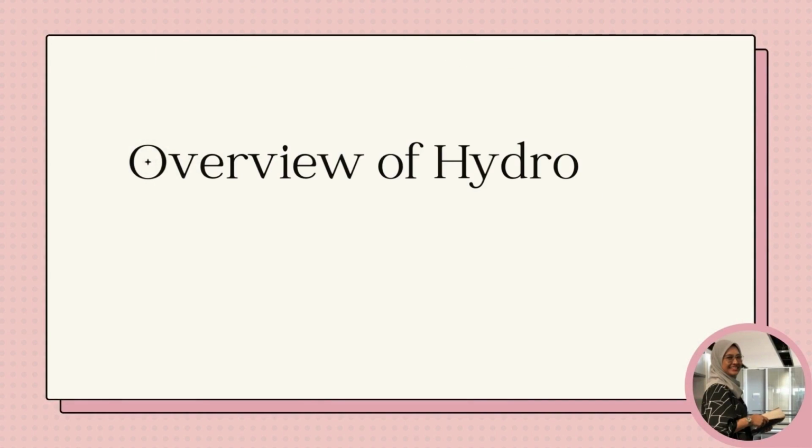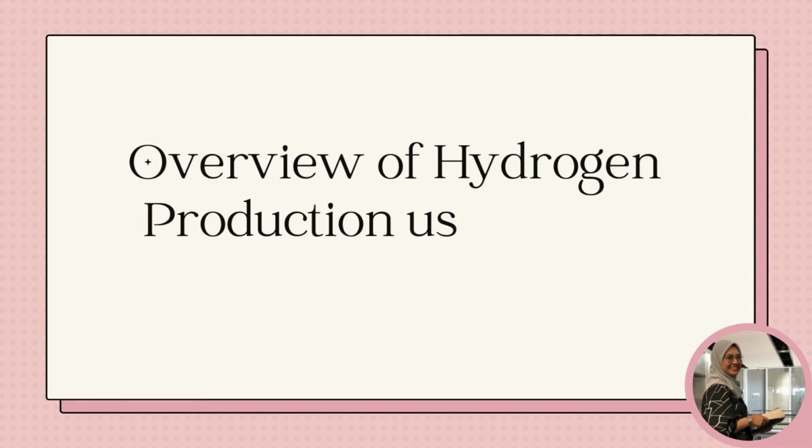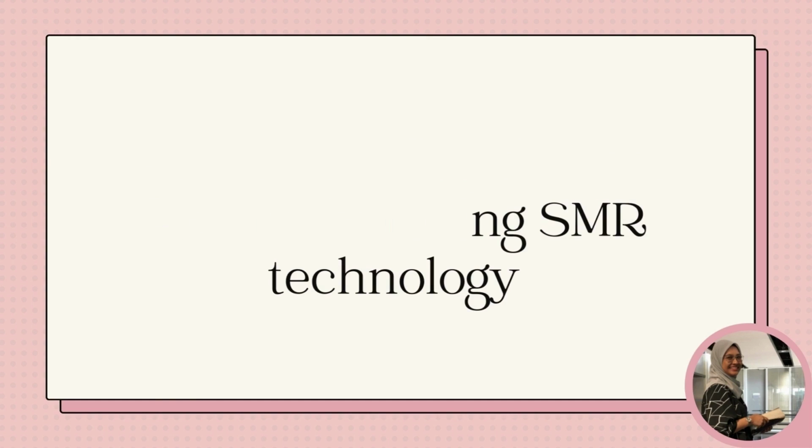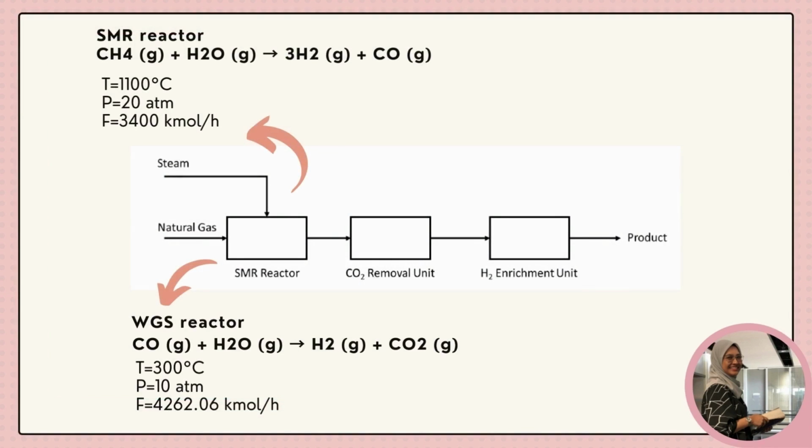Assalamualaikum and hello, I'm Farzanah Hannani, and for this integrated project, I'll talk about the overview of hydrogen production using SMR technology and also explain part of CEB 2043 reaction engineering. SMR technology is most commonly used in hydrogen production as it is more efficient and feasible. The technology can achieve high purity of hydrogen at low cost.